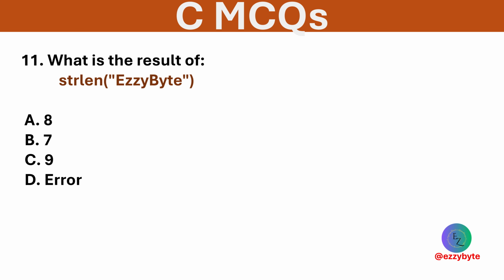What is the result of the following code? Options are 8, 7, 9, and error. Option A is correct. Easy Byte contains 8 characters.